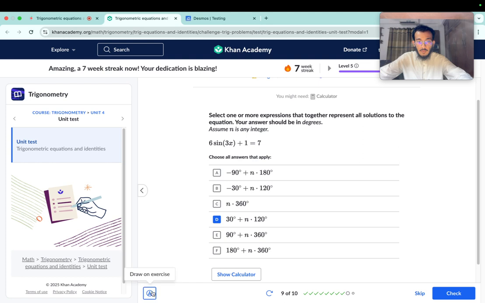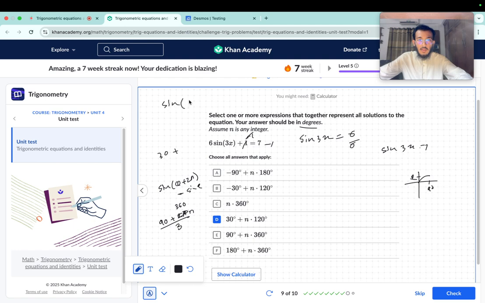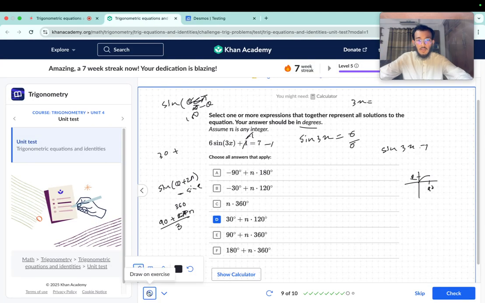So this is the answer that I was looking for, but that is not the only one, because we also have the identity sine of pi minus theta, or 180 minus theta, because it is degrees. So if that is the case, then 3x would equal 180 minus, what is our theta? It's 90. So 180 minus 90 is the same thing, 90. So that means, yeah, this is sufficient.